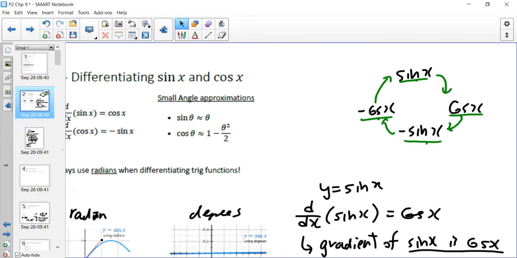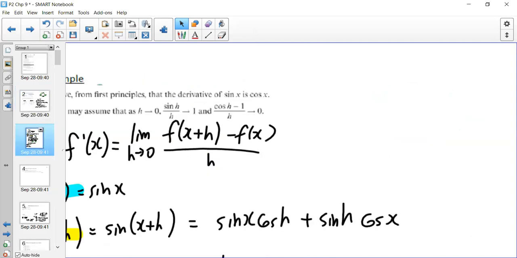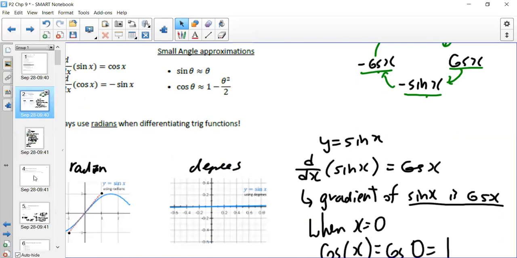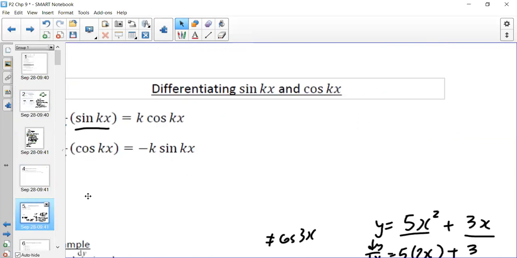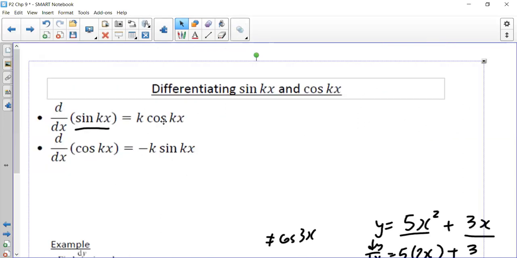In 9.1, we learned about differentiating sin x is cos x, differentiating cos x is negative sin x, differentiating negative sin x is negative cos x, and differentiating negative cos x is sin x. So we've seen this clock before: sin, cos, negative sin, negative cos. Clockwise direction is integration. We also learned that differentiating sin kx gives k cos kx, and differentiating cos kx gives negative k sin kx.